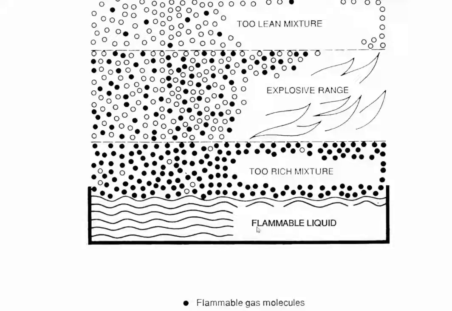So we've got flammable liquid here, and it's just showing the three states. In the middle we've got the right amount of air and fuel to support combustion. It's in the explosive range. And then we've got the upper explosive limit. Above this we haven't got enough fuel to support combustion and too much air. And we have the lower explosive limit, and under this ratio there's too much fuel and not enough air, and it won't support combustion.